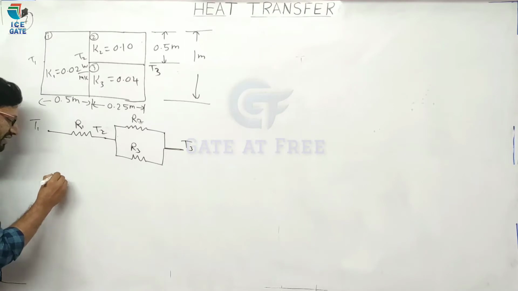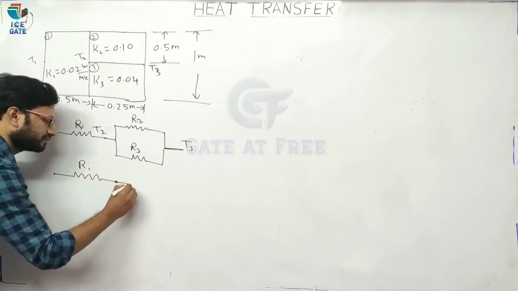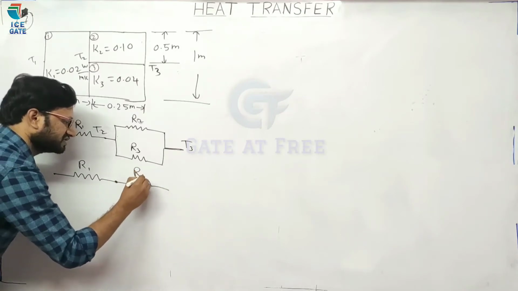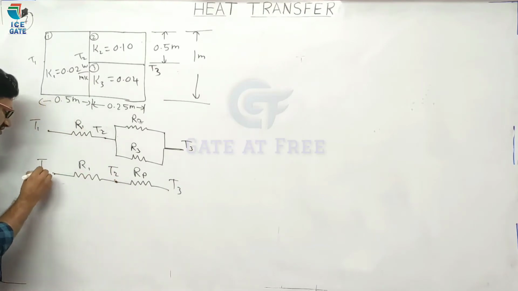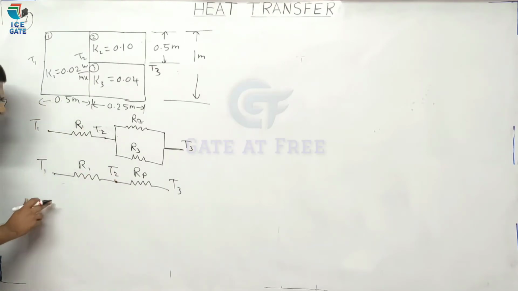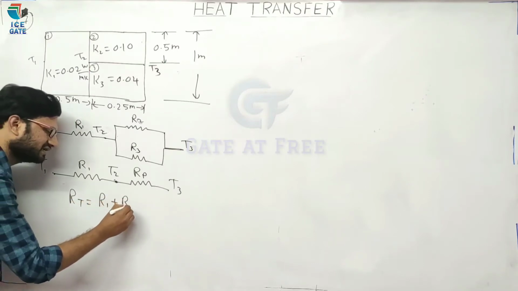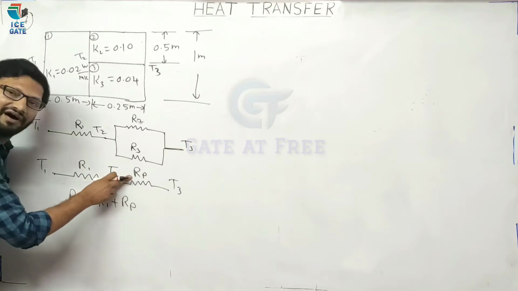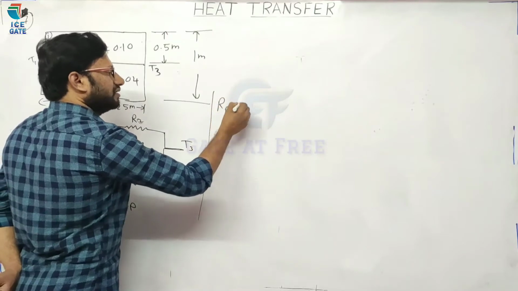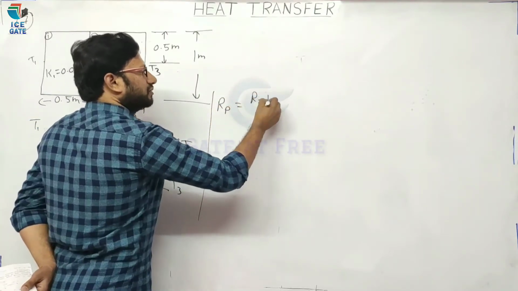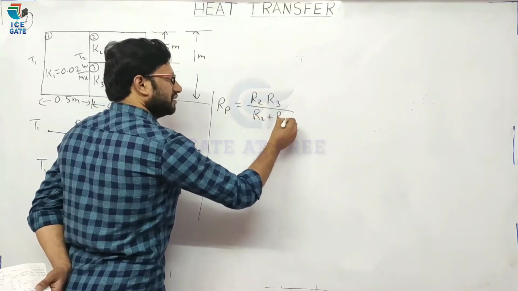Now modify this diagram as R1 and this is RP, and T3, T2, this is T1. Now total resistance is equal to R1 plus RP. Now how to find out RP? Now we have a formula, R2 into R3 divided by R2 plus R3.